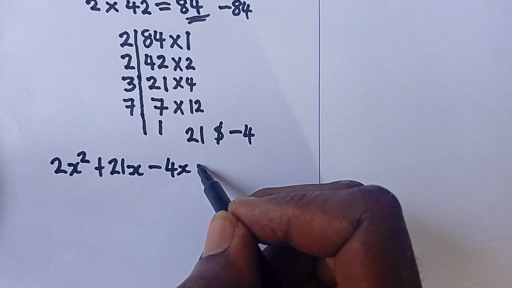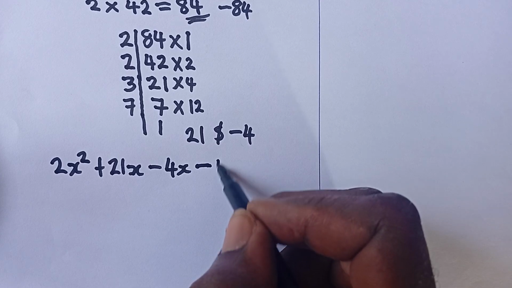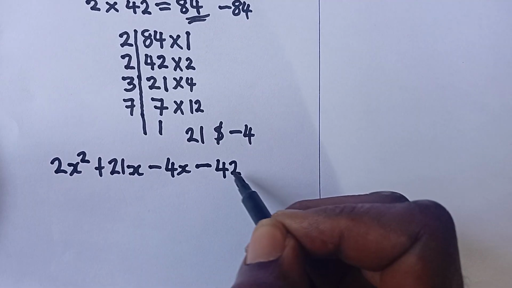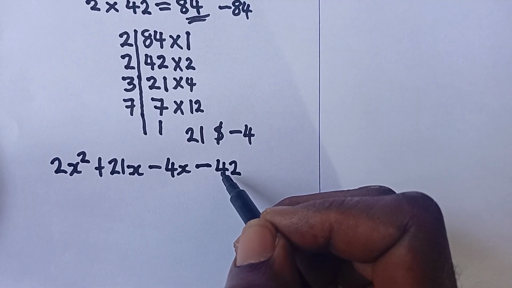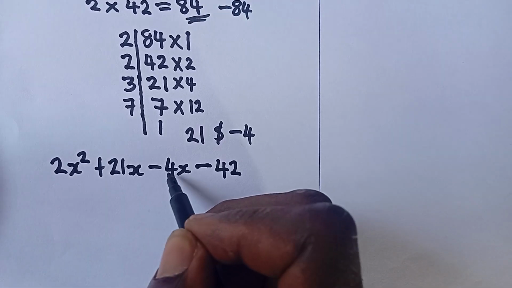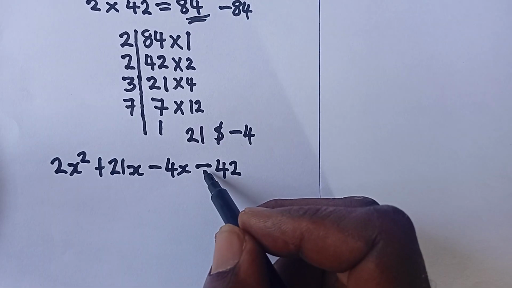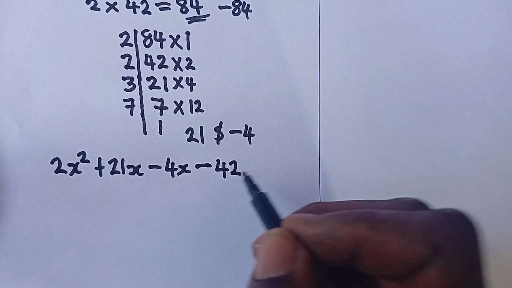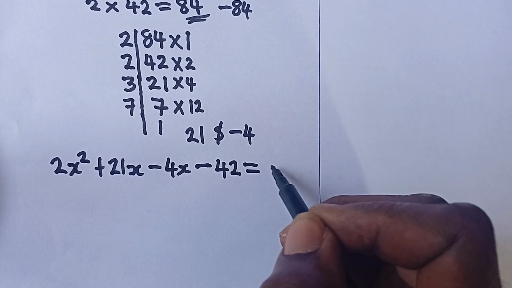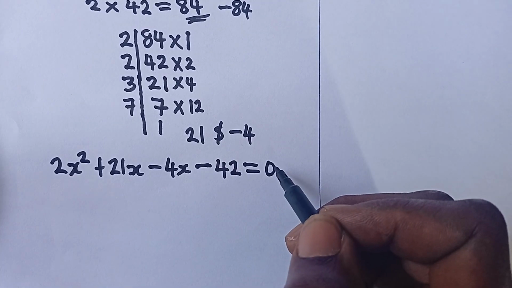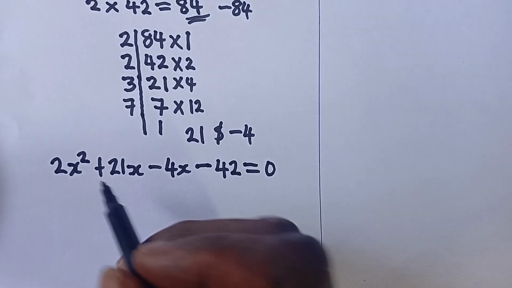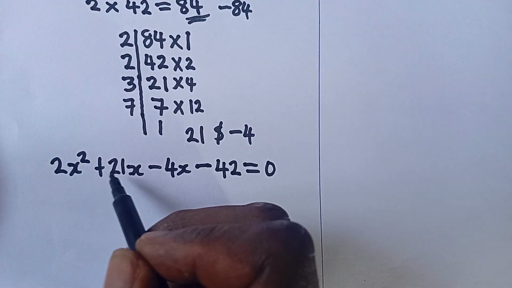Then the last number there in the original equation is 42. We are not using the 84. That 84 was just to help us get two factors to replace the positive 17. So we're going to write the original negative 42 in the equation, and we say is equal to 0. So now we are going to factorize by grouping.